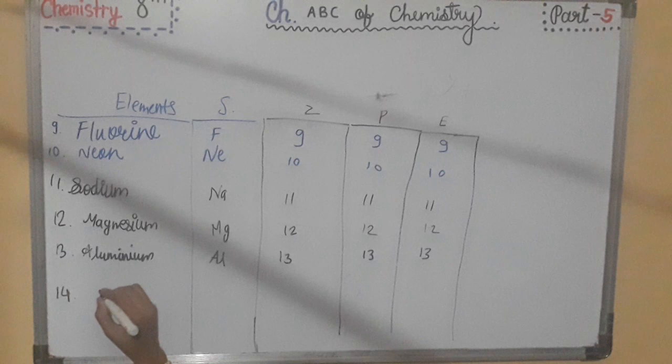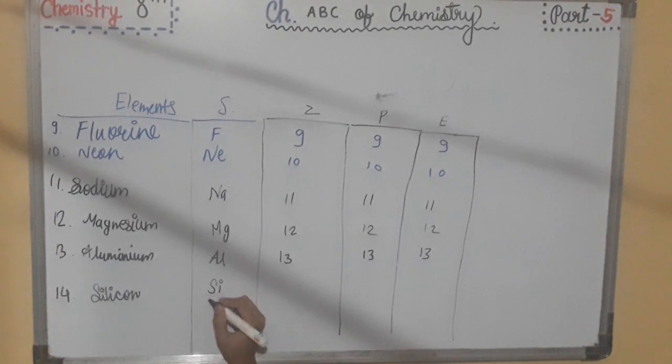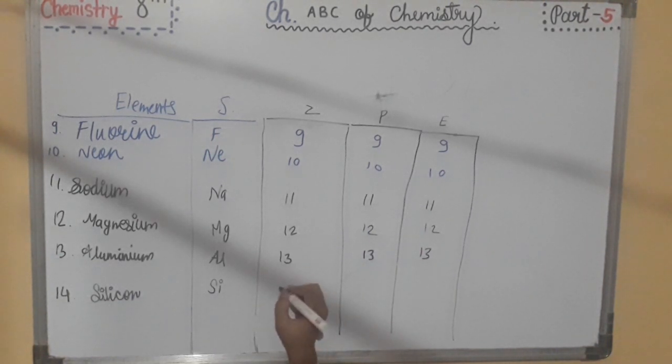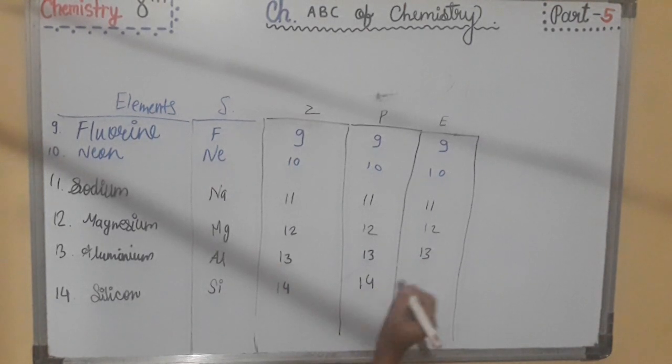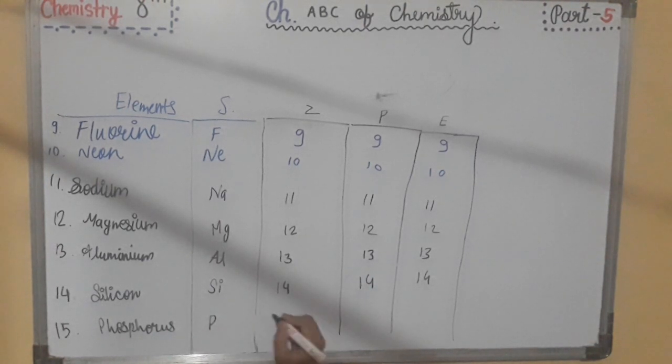14 is silicon. The symbol is Si of silicon. After that, the atomic number of silicon is 14, proton is 14, electron is 14. 15th is phosphorus. Symbol is P, where the atomic number is 15 of phosphorus, proton is 15, electron is 15.